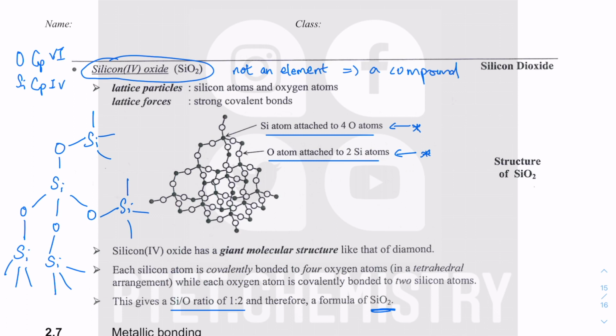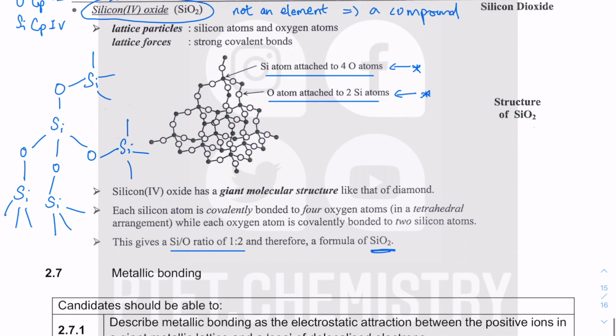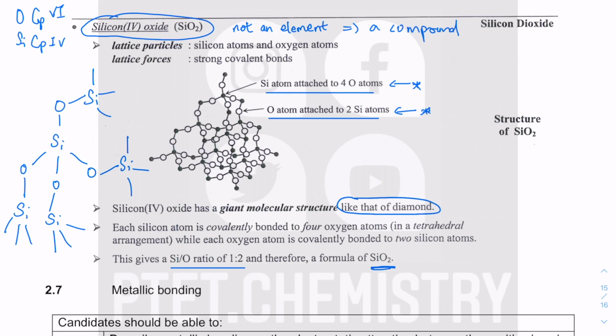So again, we need to think about the properties. It has a giant molecular structure like that of diamond. If you think about diamond, each carbon is bonded to 4 other carbon, and those carbon are also bonded to 4 other carbon, unlike here where the oxygen is bonded to 2 silicon instead of 4. So there's the difference, but in terms of similarities in properties, this one also has a giant molecular structure. So you start off your essay like that.